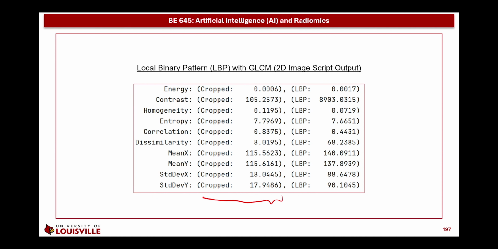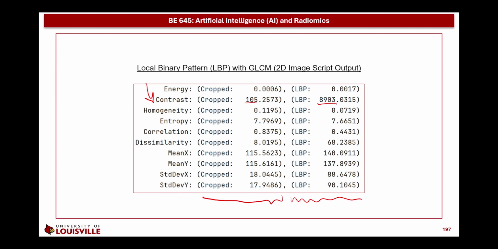This is for the GLCM features applied on the cropped version, and this is for the GLCM features applied on the LBP matrix. For example, the contrast has a small value compared to that value in the LBP version, which underscores that the LBP can emphasize sharp transitions and local variations in the texture, which reflects its sensitivity to finer details in image patterns.